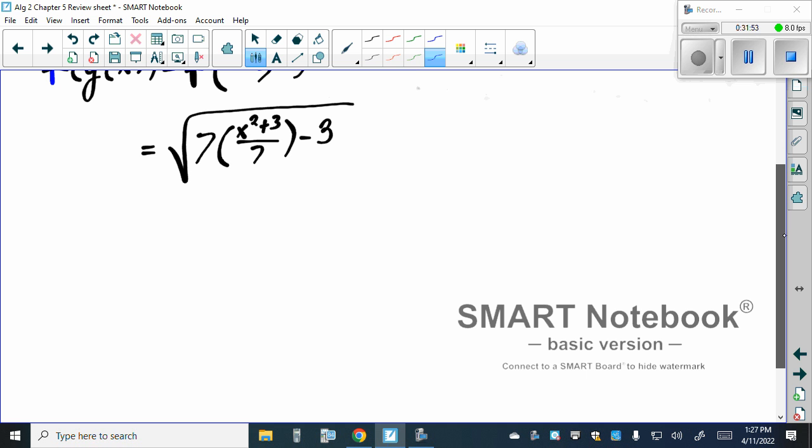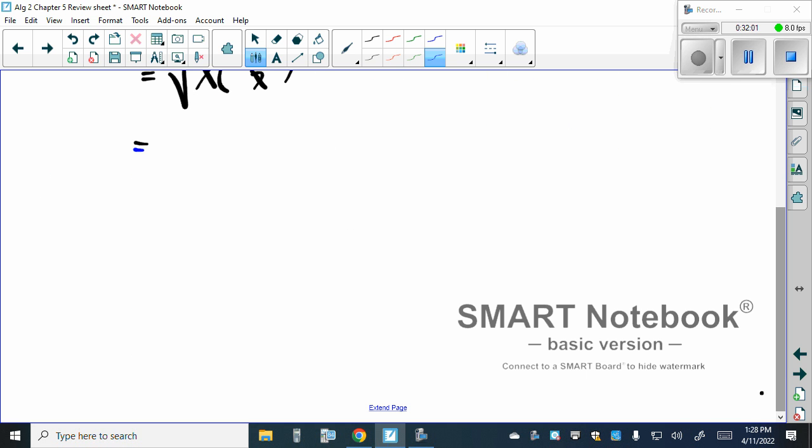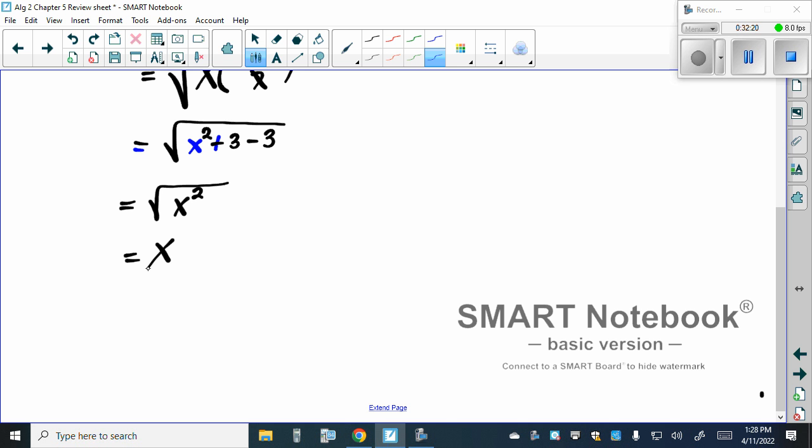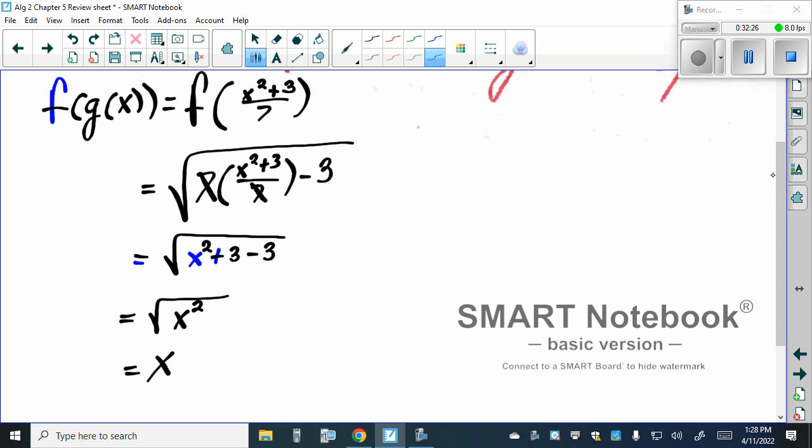Now when we do the multiplication, it's going to work out that this 7 and this 7 are going to cancel, telling us that we have the square root of x squared plus 3 minus 3. Well, 3 minus 3 is going to be 0, leaving us with the square root of x squared, and the square root of x squared is x. So that's half the problem.